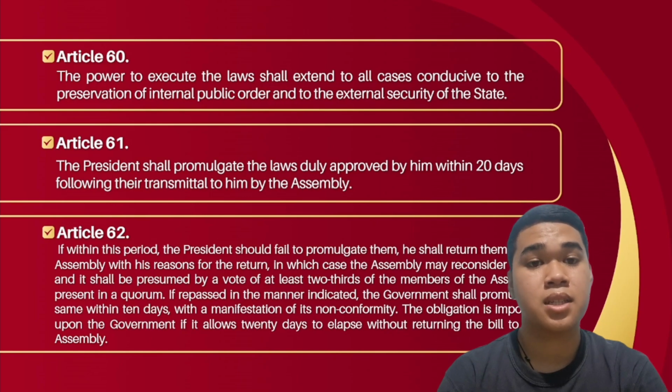If the president does not promulgate a law within 20 days of receiving it, the president must return the law to the assembly. When returning the law, the president must provide a reason for not promulgating it. If the president does not return the bill within the 20-day period, the government is obligated to promulgate the law anyway.